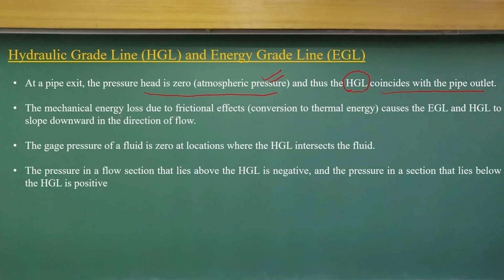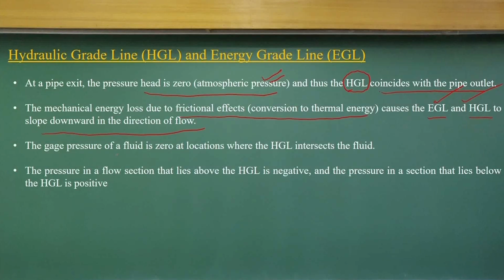Mechanical energy losses due to frictional effects, which convert it to thermal energy, cause the energy gradient line and hydraulic gradient line to slope downward in the direction of flow. That is what I am trying to explain to you: there will be energy losses whenever you have flow systems. So, there will be a downward slope in the direction of flow of the energy gradient line and also the hydraulic gradient line. But the energy gradient line should always have this, while sometimes the hydraulic gradient may not have the slope downward in the direction of the flow.